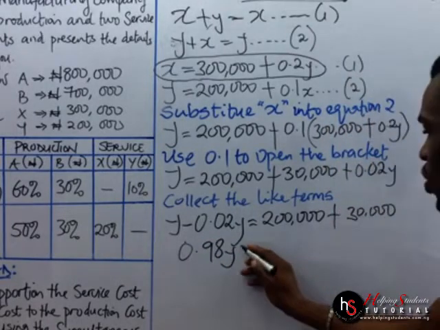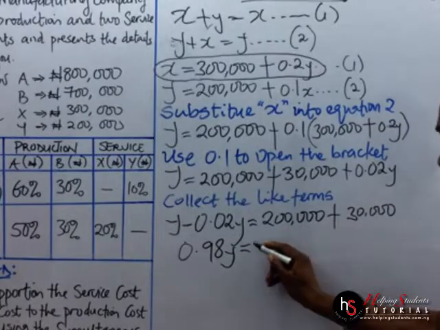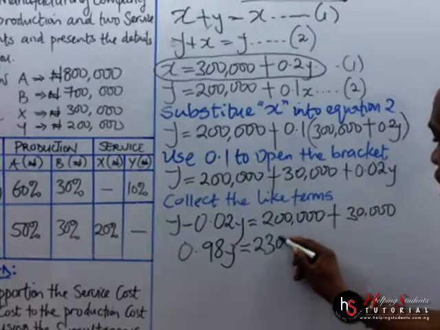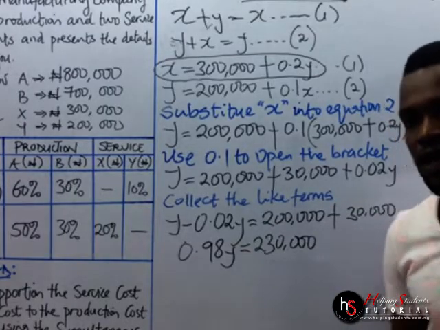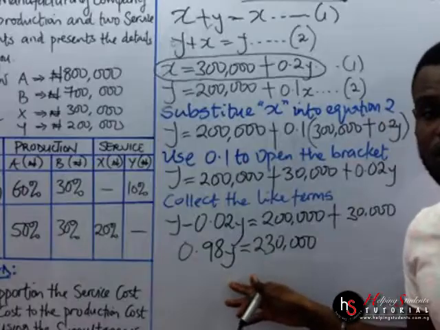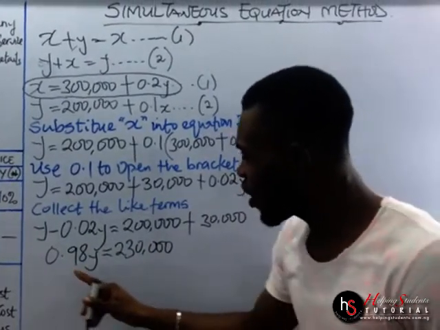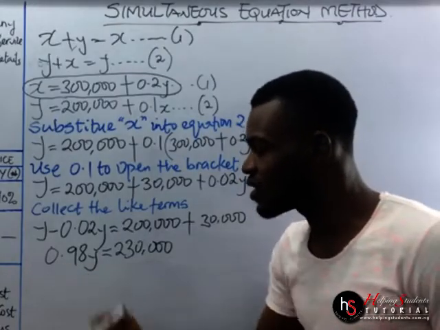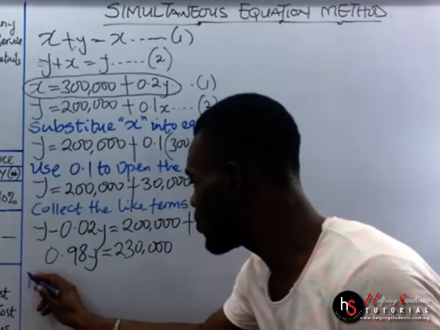0.98y, okay? Which is equal to 200,000 plus 30,000 gives us what? 230,000. Now remember, we need y to stand on its own because we want to get the value of y. So in order to get this, we are going to divide both sides with 0.98. Okay? So we say what? Divide both sides.